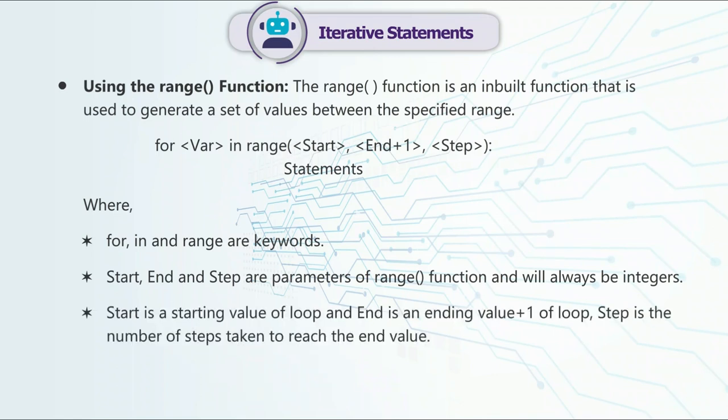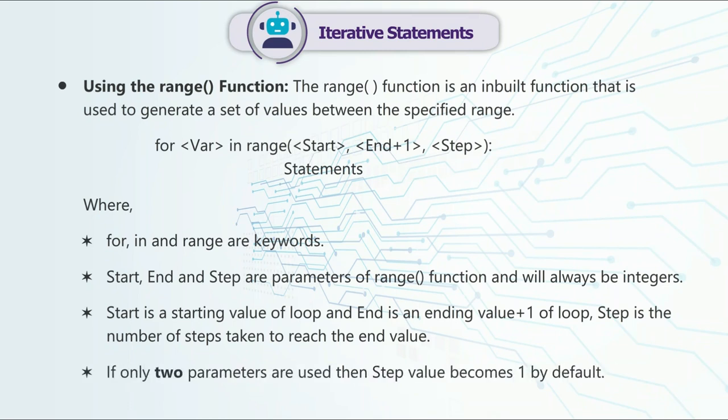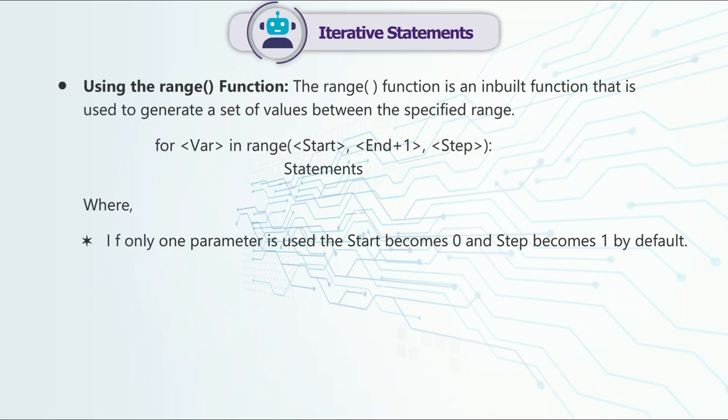Start is the starting value of the loop and end is the ending value +1 of the loop. Step is the number of steps taken to reach the end value. If only two parameters are used, then the step value becomes 1 by default. If only one parameter is used, the start becomes 0 and step becomes 1 by default.